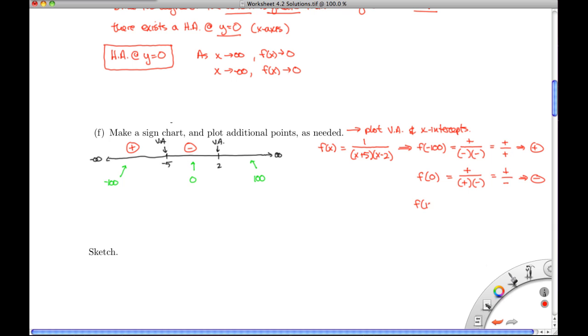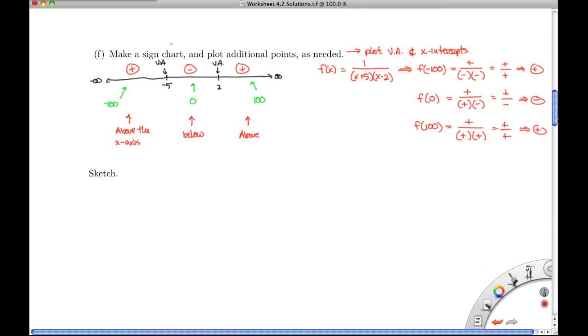And we'll do this lastly for +100. The top is always going to be positive since it's +1, a constant. Plug in 100 for each of the factors. The first factor will be positive. The second factor will also be positive. We're going to have a positive number over a positive number, which means we're going to have a positive result here. So our function will be positive on this interval. So again, on this interval right here, our curve is going to be above the x-axis. On this interval, it's going to be below because it's negative, and then on this interval, it's going to be above. So this is all in the hopes of us getting a good sketch.